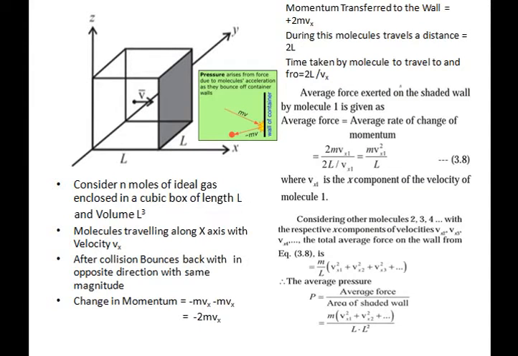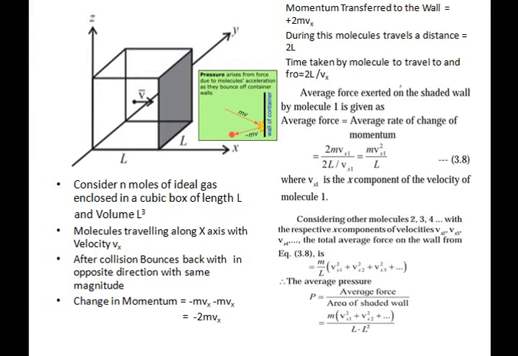Let us start deriving the expression for pressure exerted by the ideal gas. Consider n moles of an ideal gas enclosed in a cubical box of length L. As we have seen in the earlier slide, molecules are in random motion. So consider a molecule traveling along the x-axis. Its velocity component along the x-axis is given by Vx.